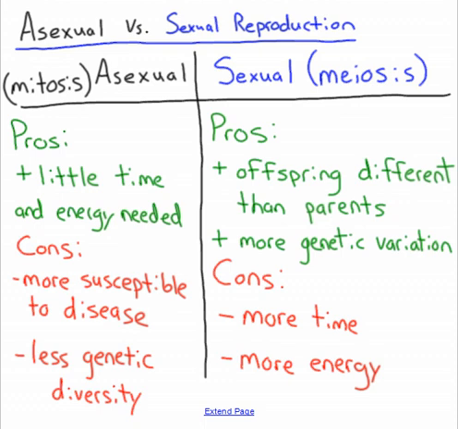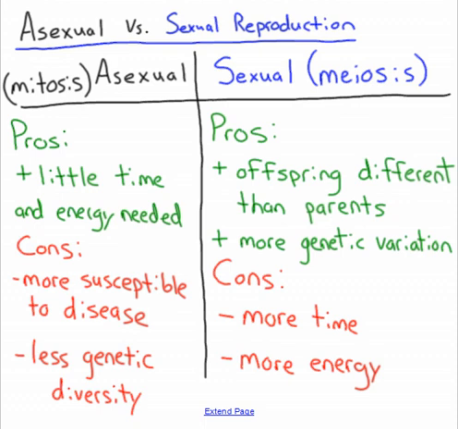So let's jump over to sexual reproduction, meiosis. You have a better understanding of this because this is sperm meets egg, taking 2 to tango. So the pros of this is the offspring are different than the parents, and this leads to more genetic variation. Genetic variation is a very good thing in biology, especially when it comes to evolution.